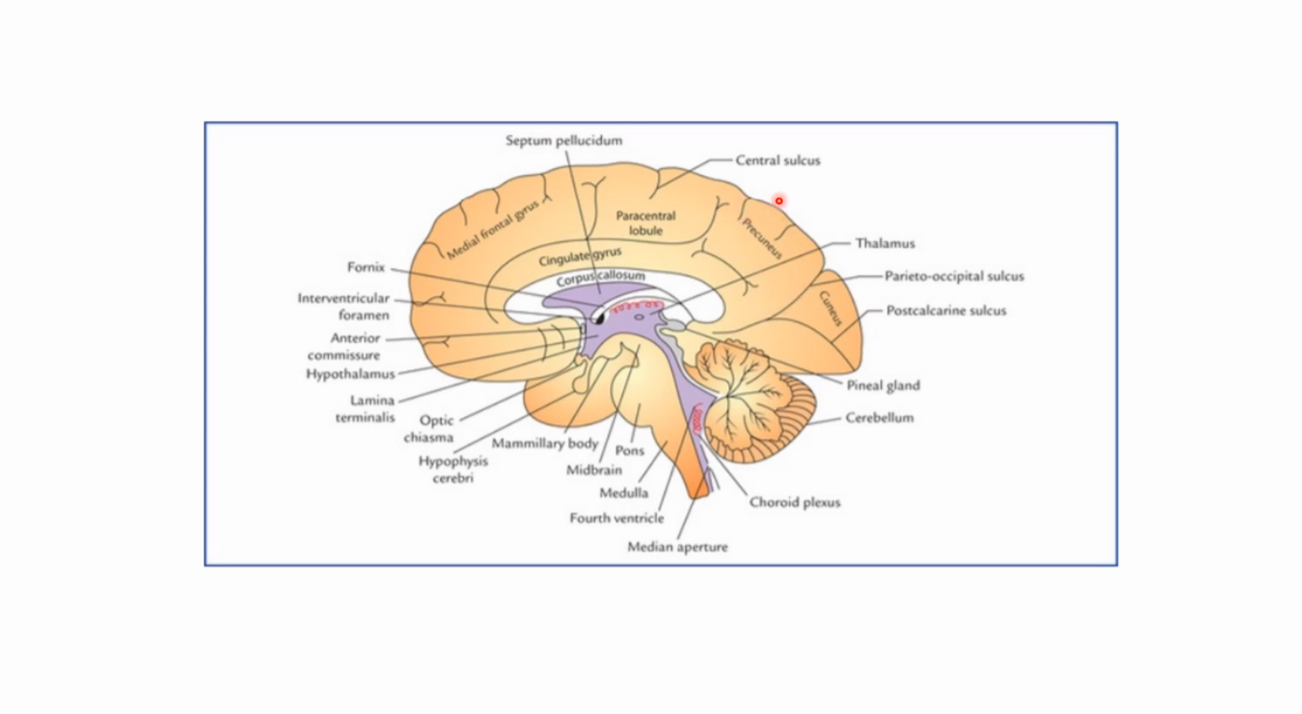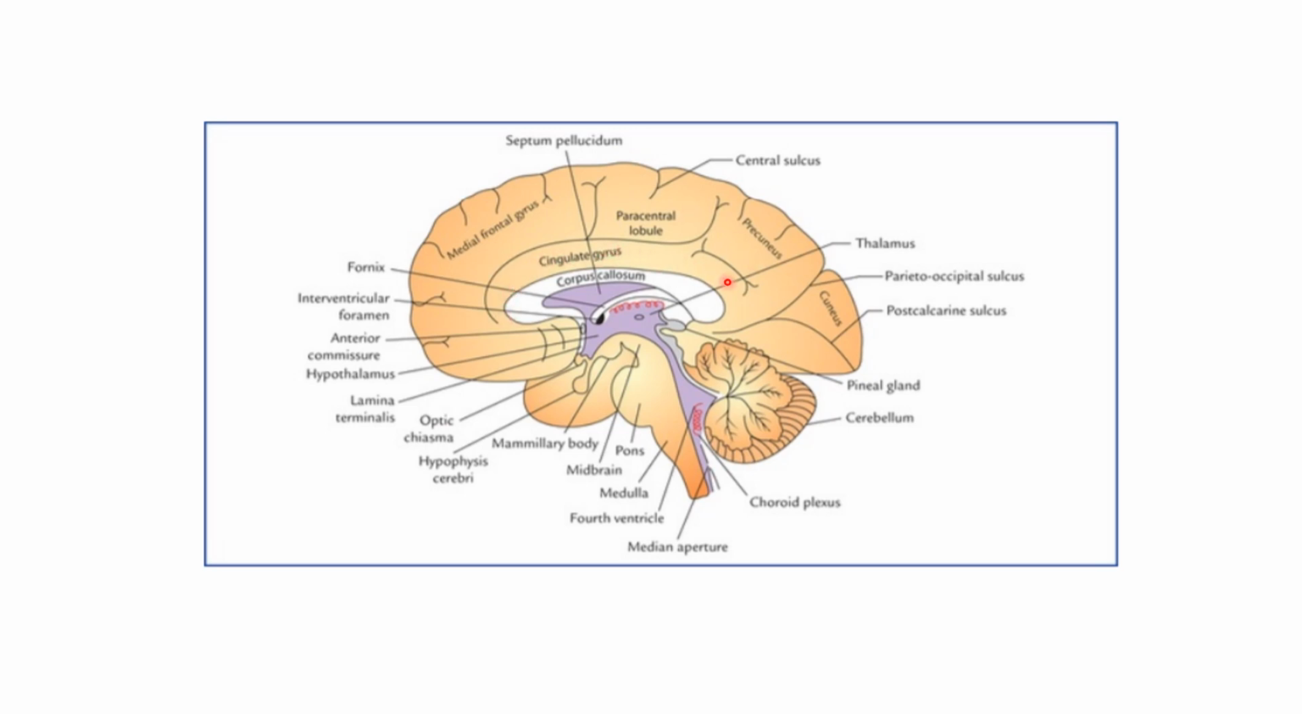So this precuneus is the part of the parietal lobe. This is the part of the frontal lobe. Then in the occipital lobe, we are going to have the cuneus region only. So this is the cuneus. The precuneus is present in between the cuneus and the paracentral lobule. The paracentral lobule is the part of the parietal lobe, and the precuneus is also the part of the parietal lobe.